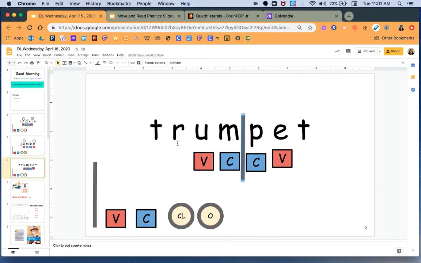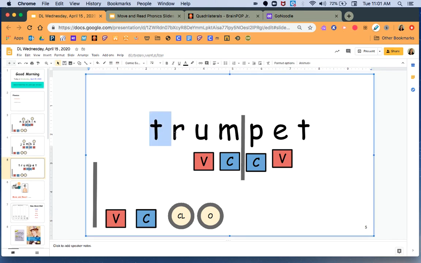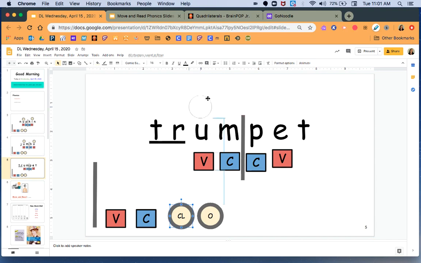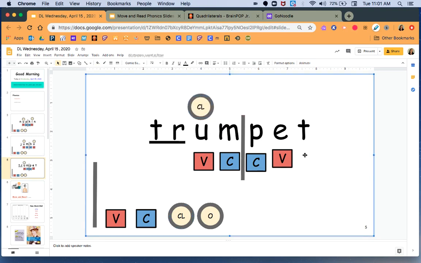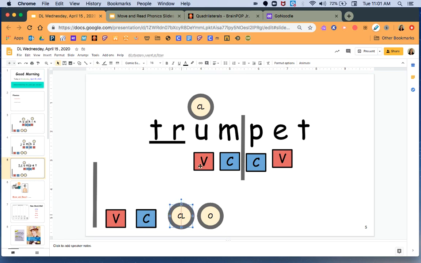So this is a vowel team right here. So that's a vowel team. So I'm going to keep that together. So that's one consonant. So I see consonant, vowel, consonant. So that's going to make that vowel closed and short. And then I have consonant, vowel, consonant. And that's going to be another closed syllable.